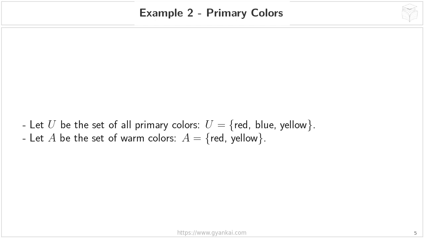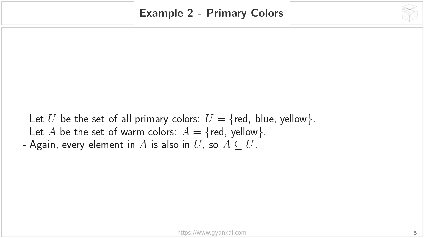Next, we define another set, which we'll call A. Let's say A represents the set of warm colors, and in this case, the warm colors we're considering are red and yellow. So, A equals the set containing red and yellow. Now let's check if A is a subset of U. Remember, for A to be a subset of U, every single element that's in A must also be in U.